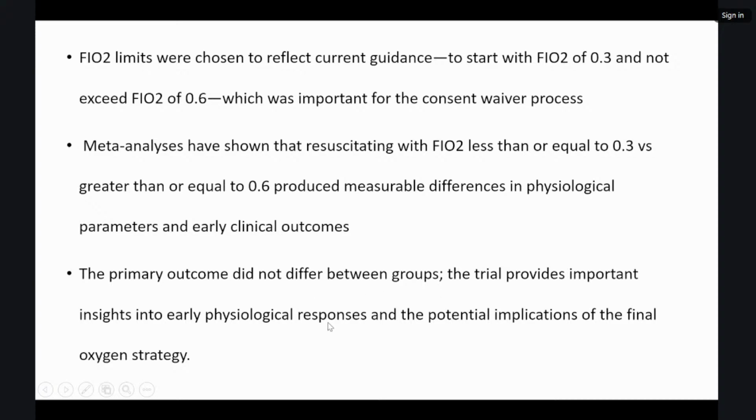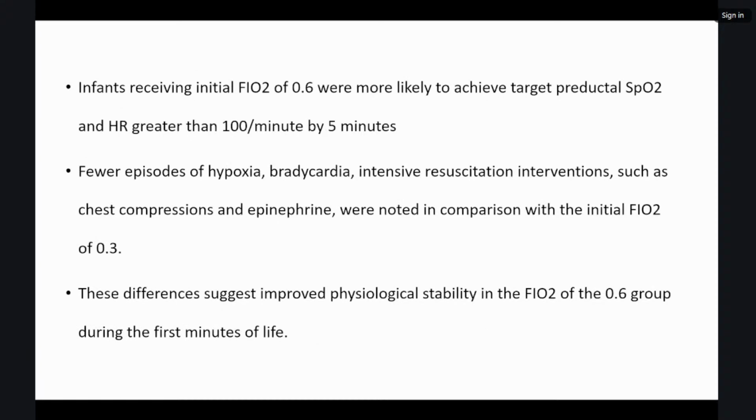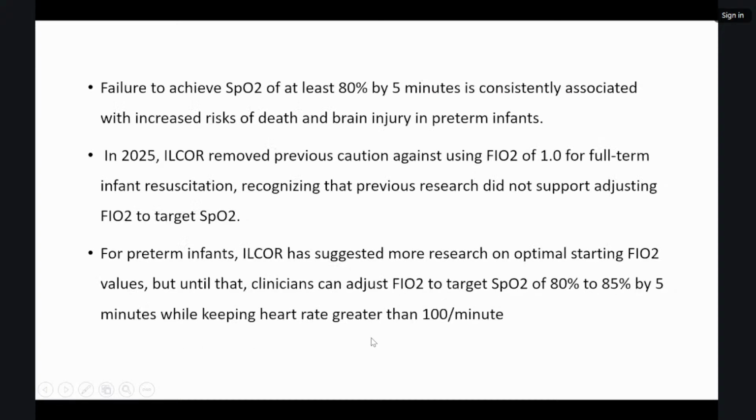So the trial provides important insight into the early physiological responses and the potential implications of a higher oxygen strategy, that is with 60% oxygen. Neonates receiving resuscitation with an FiO2 of 60% had fewer episodes of hypoxia and bradycardia, and required less intensive resuscitation such as chest compressions and epinephrine compared to the 30% group. This difference suggests improved physiological stability in the FiO2 60% group during the first minute of life.